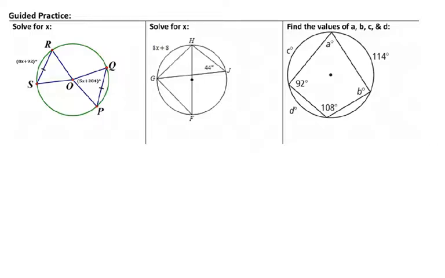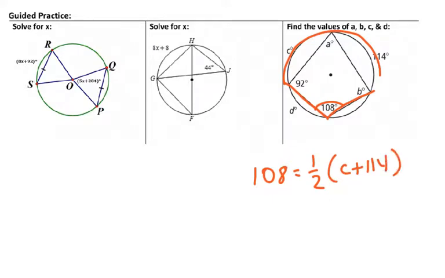We do know that we have some angles that are inscribed. So I've got this 108, that angle, and it's going to equal half of that arc. I could set up an equation for that. I could say 108 is equal to half of C plus 114. You can solve that and find out what C is. Let's think of some other things that we could do.